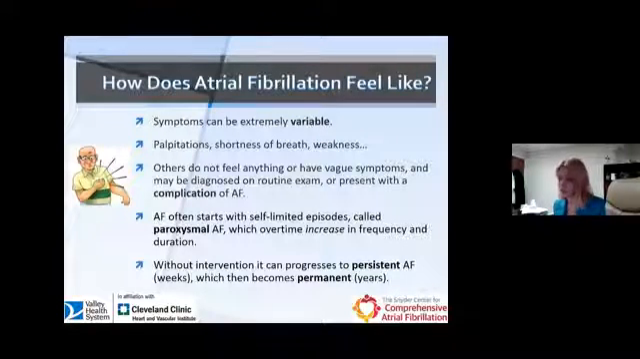In the early stages, atrial fibrillation often comes in bursts in self-limited episodes, which we call paroxysmal atrial fibrillation. Those usually progress over time if we don't intervene. Those episodes become more frequent, they last longer, and eventually people progress to something we call persistent atrial fibrillation, which lasts for several weeks to months, or even become permanent or chronic, lasting for several years.